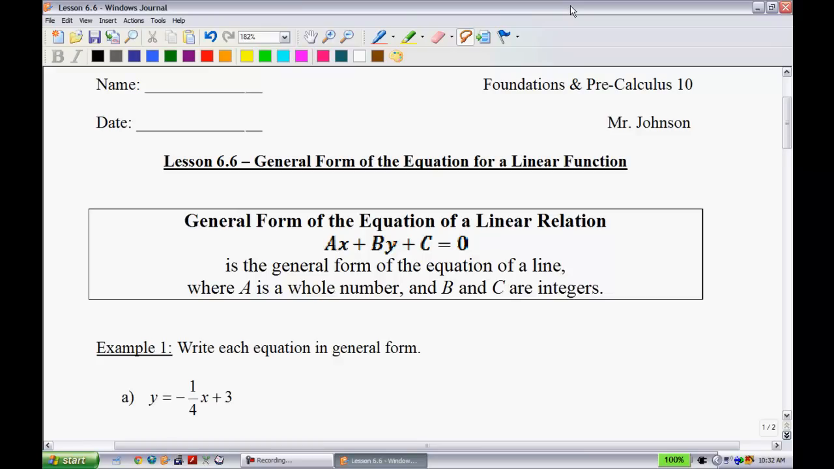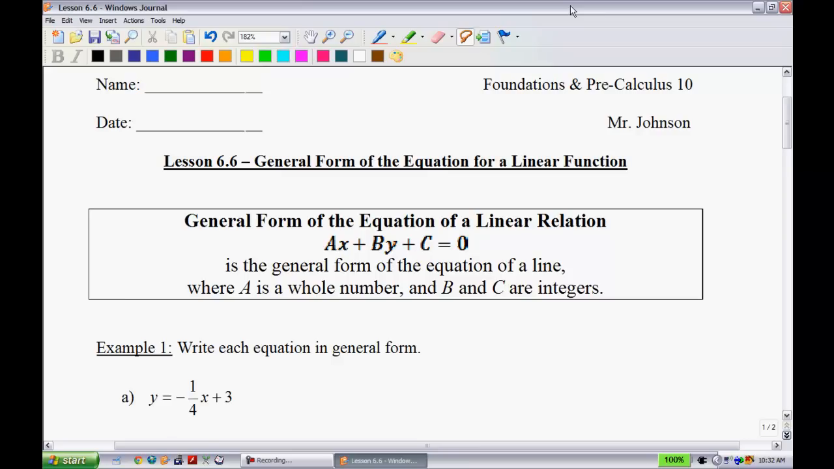Alright, this is lesson 6.6, the general form of the equation for a linear function. This is our final section of our linear function unit. In the last two sections, in 6.4 we learned about the slope-intercept equation of a line, commonly known as y equals mx plus b.